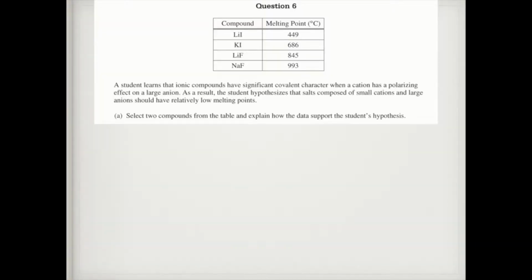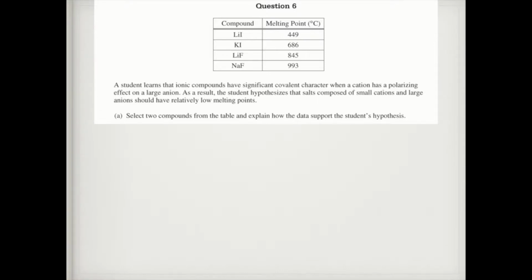Okay, in question 6, it gives you these ionic compounds, and it says the student learns that ionic compounds have significant covalent character when a cation has a polarizing effect on a large anion. As a result, the student hypothesizes that salts composed of small cations and large anions should have relatively low melting points. Select 2 compounds from the table and explain how the data support this student's hypothesis.